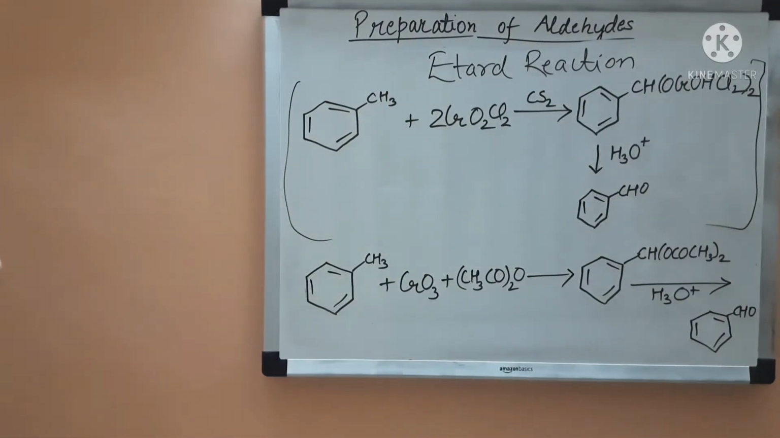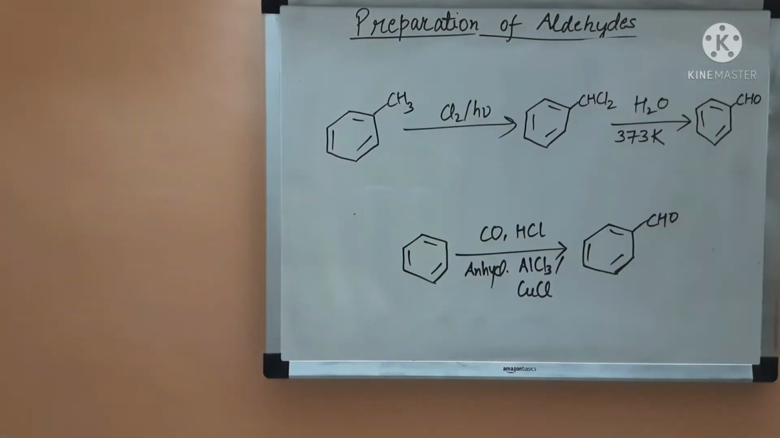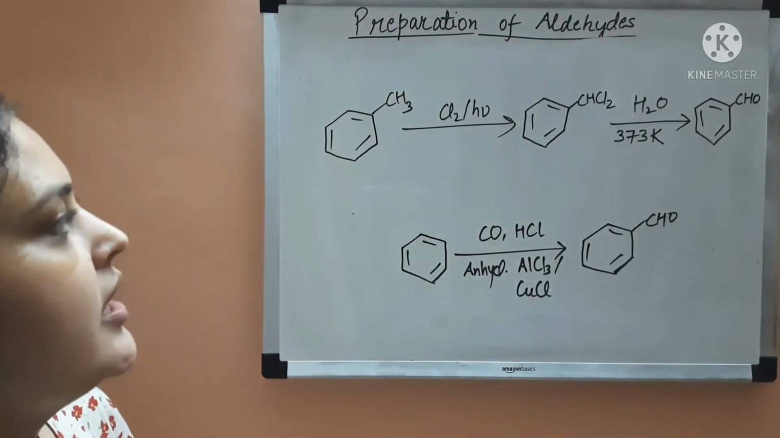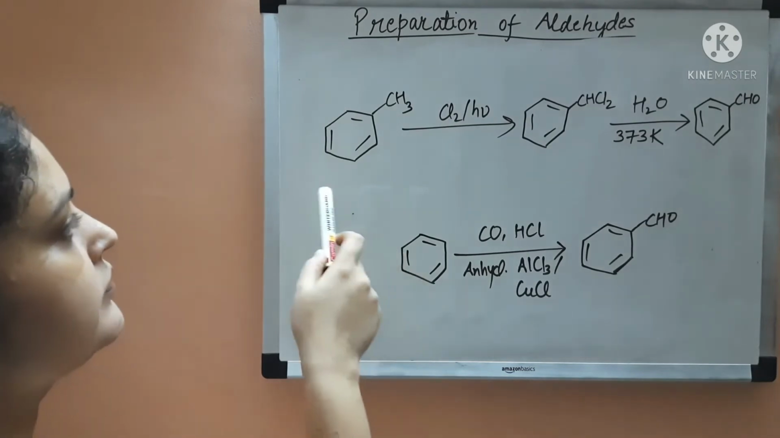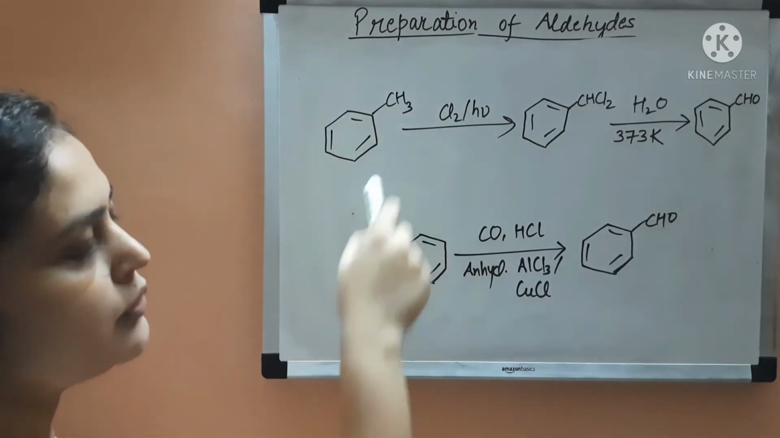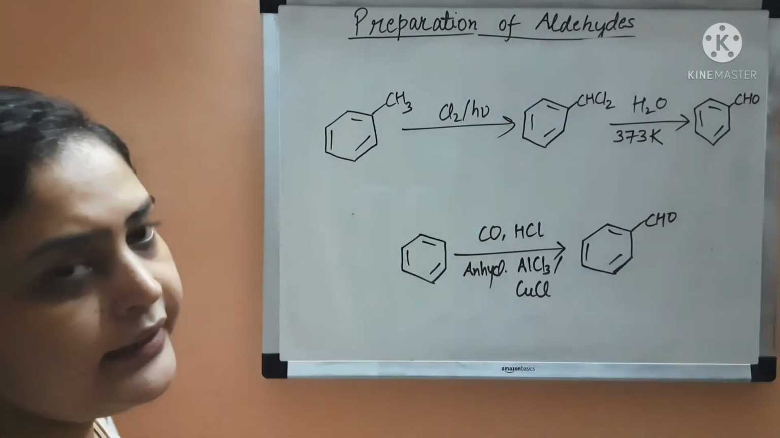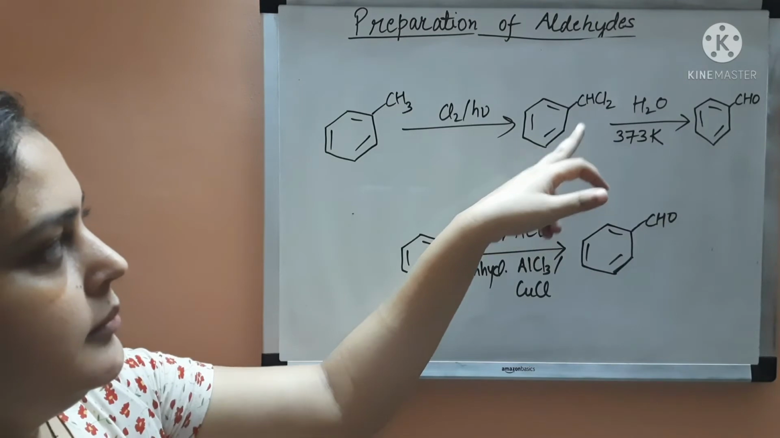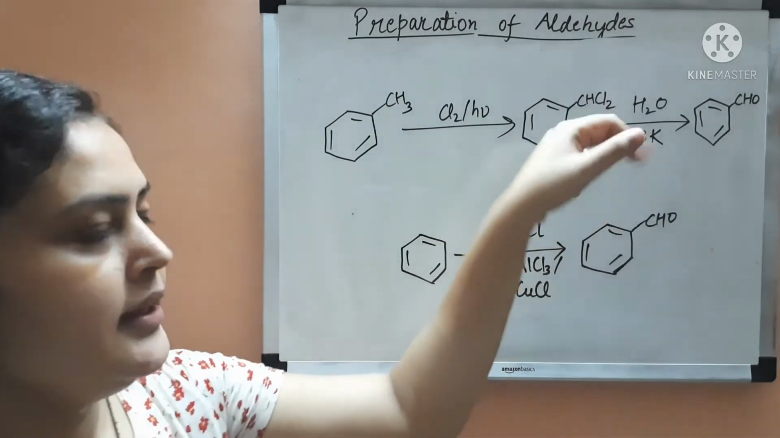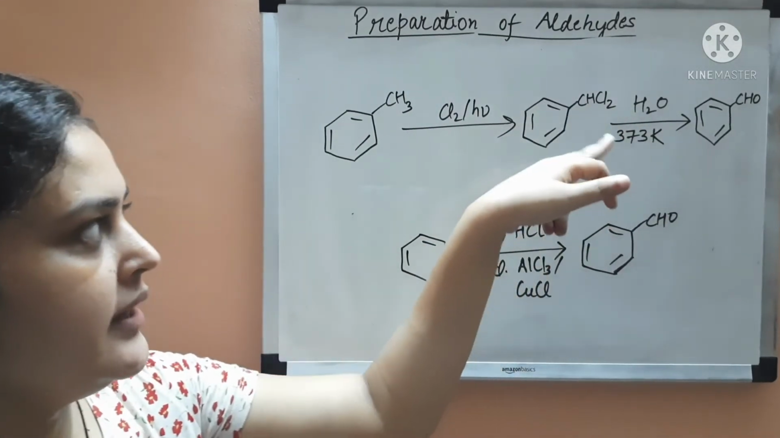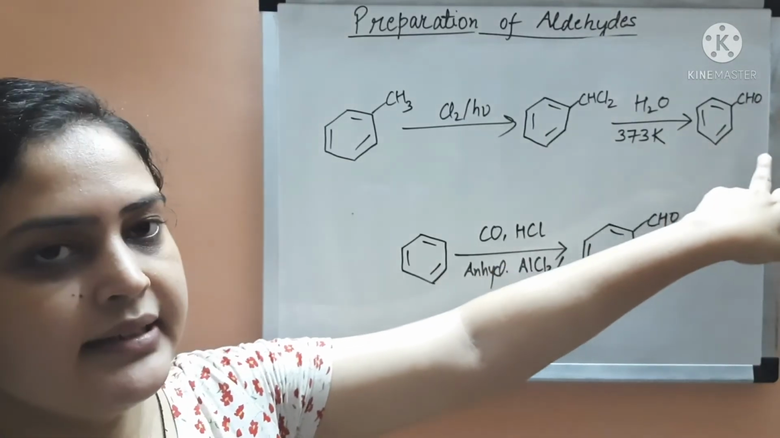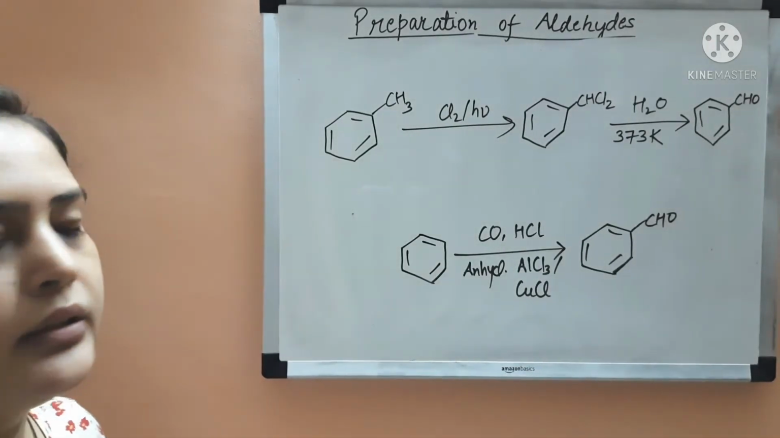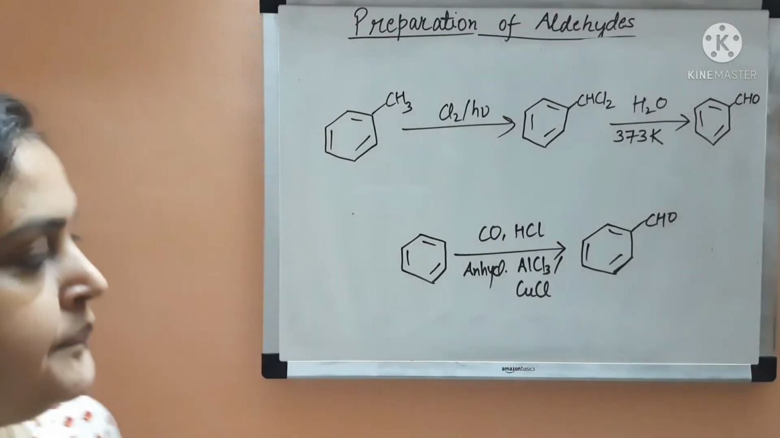The next reaction is the side-chain chlorination reaction. Here to the toluene we add chlorine in the presence of light, and we get benzal chloride. Benzene is attached to CHCl2. Then we add water to hydrolyze it and get benzaldehyde as a product. This method is used as a commercial method to produce benzaldehyde.